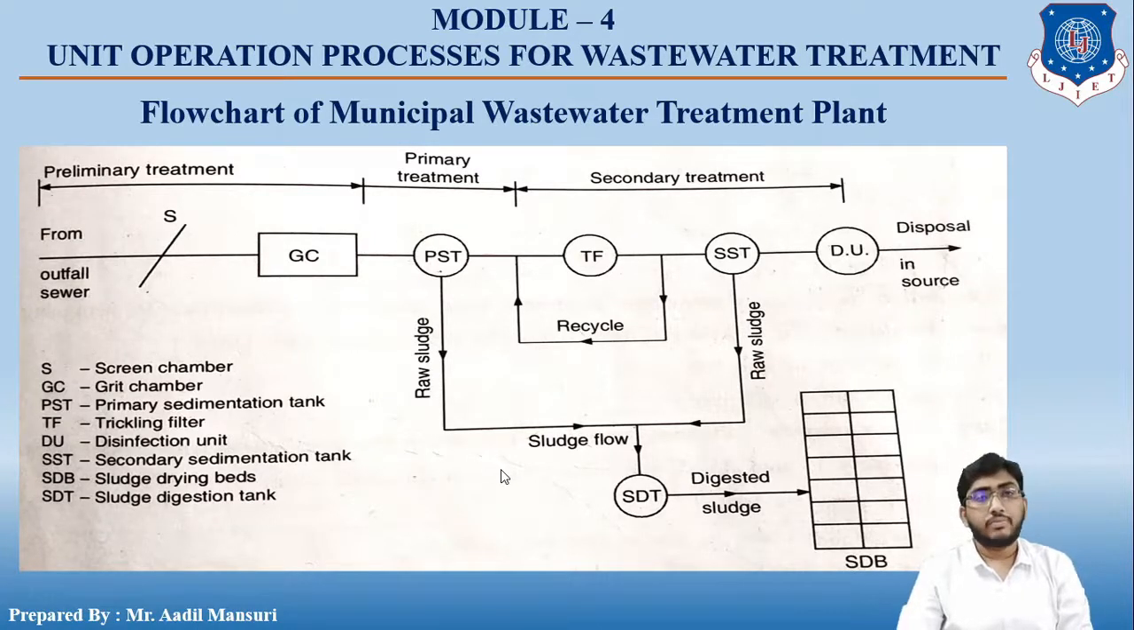Now you can see in the picture that there are various treatment units. In this treatment plant, the treatment takes place in three stages. The first one is the preliminary treatment, consisting of screens and grit removal. Then there is a primary treatment, consisting of the primary sedimentation tank, and the third one is the secondary treatment, which consists of the trickling filter and secondary sedimentation tank, as well as the disinfection unit.